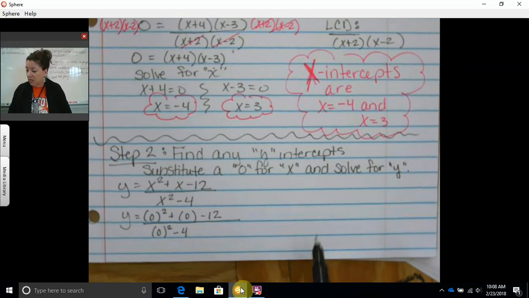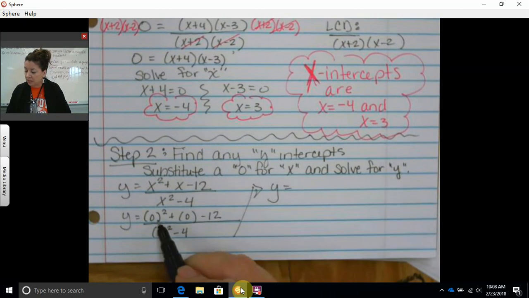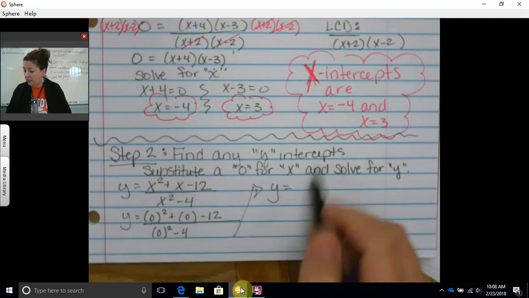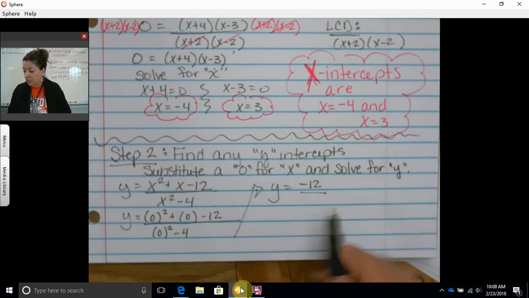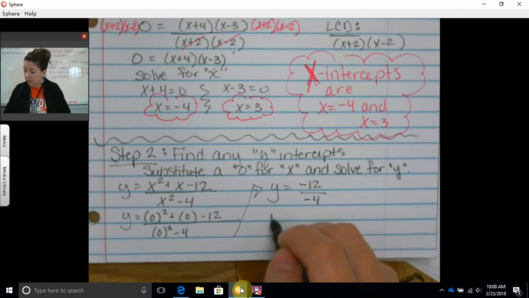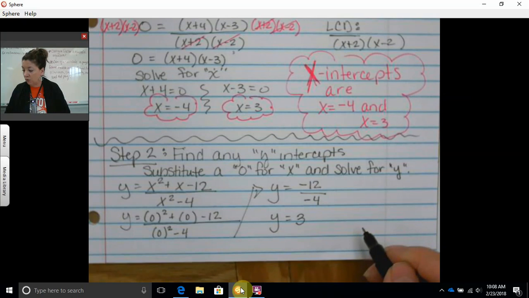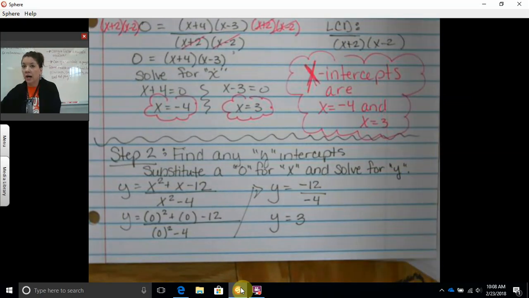But it doesn't matter. Okay, so I have y equals 0 squared is 0 plus 0 minus 12 gives me negative 12. And the denominator, 0 squared is 0. 0 minus 4 is negative 4. Is my y-intercept going to be negative 12 divided by negative 4? No. What would I write? Positive 3. Negative 12 divided by negative 4 is positive 3. So on my y-axis, I just have one y-intercept.